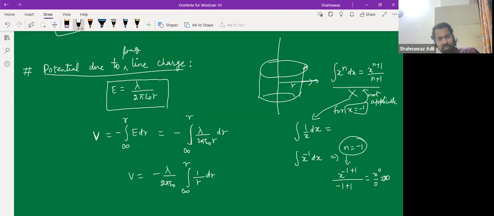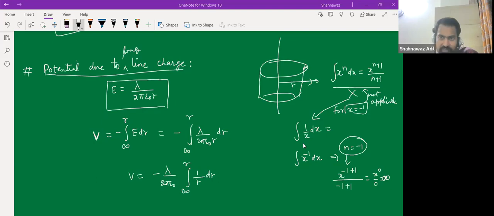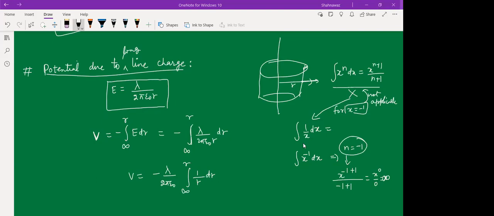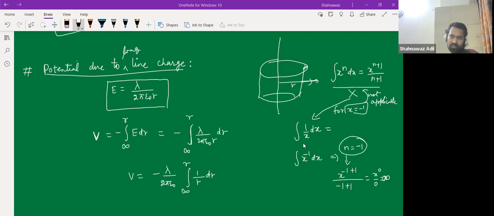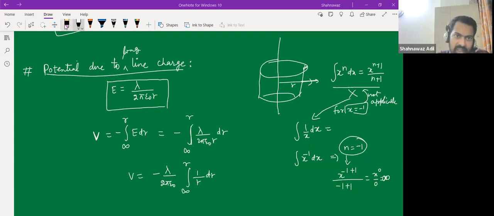Okay, so you tell me, Aisha, what is the inverse of integration? What is the opposite of addition? Subtraction. So what is the opposite of integration? Differentiation. Absolutely right. Differentiation is the opposite of integration.